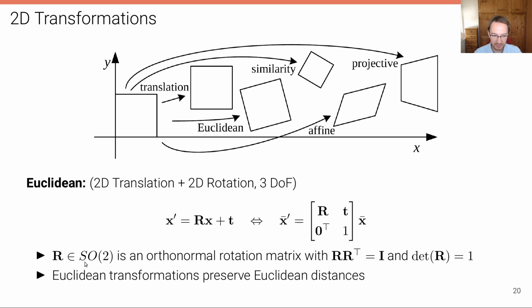R is a rotation matrix from the special orthonormal group SO(2) with the properties that R transpose R is equal to the identity, so it's orthonormal, and the determinant of R is 1. Euclidean transformations preserve Euclidean distances. So if we look at 2 points that are at a certain distance, after the Euclidean transformation they are also at the same distance. And this of course holds also for the translation, because translation is a special case of the Euclidean transformation, but it doesn't hold, for instance, for the affine transformation.